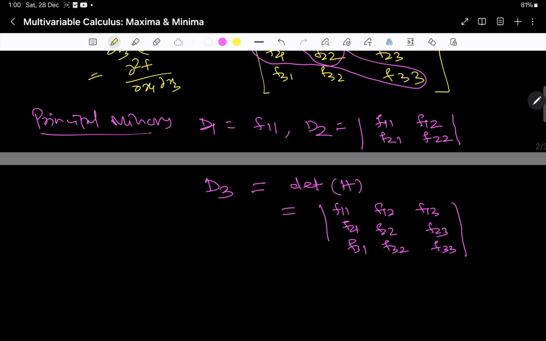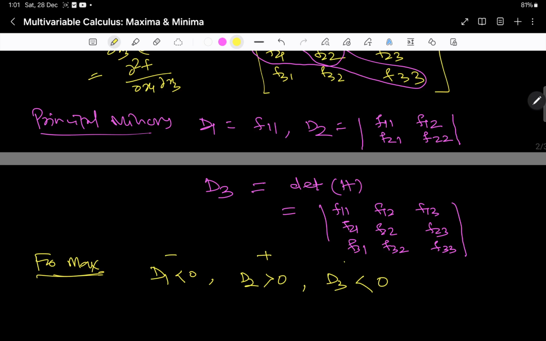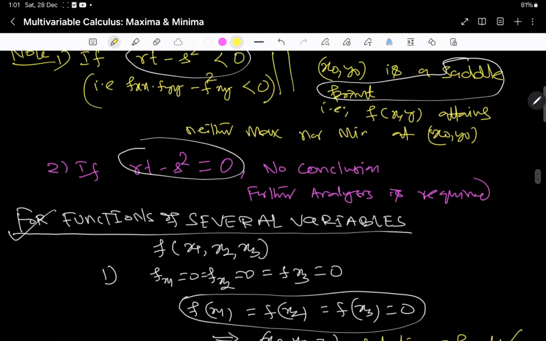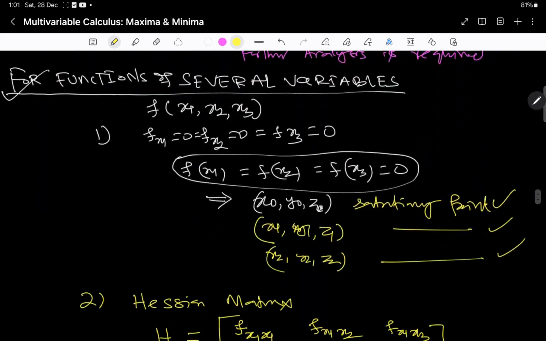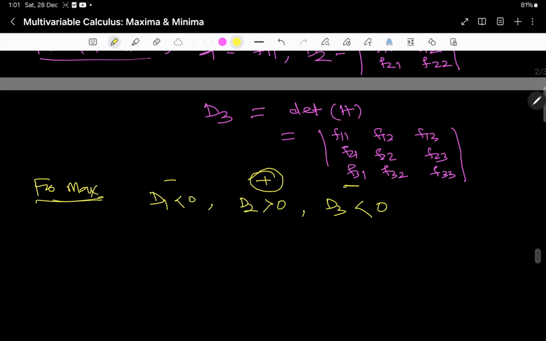Now for maxima, what will happen here? d1 is negative, d2 is positive, d3 is negative, right? It is negative, positive, negative, starting with negative. And d2 has to be positive always. As I have told you in the previous case, rt minus s square is positive in both the cases. So this has to be positive in all the cases, whether it is maxima or minima.